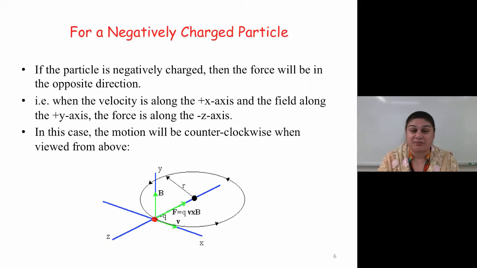For a negatively charged particle, the force will be in the opposite direction. That is, when the velocity vector is along the plus x-axis, the field will be along the y-axis, and the force will be along the minus z direction. In this case, the motion will be counterclockwise when viewed from above. In a lot of particle physics experiments, that's how we differentiate between positively charged particles and negatively charged particles, because they subject them to an external uniform field. Particles moving in a clockwise direction will be positive, the particle moving in an anti-clockwise direction will generally be negative.